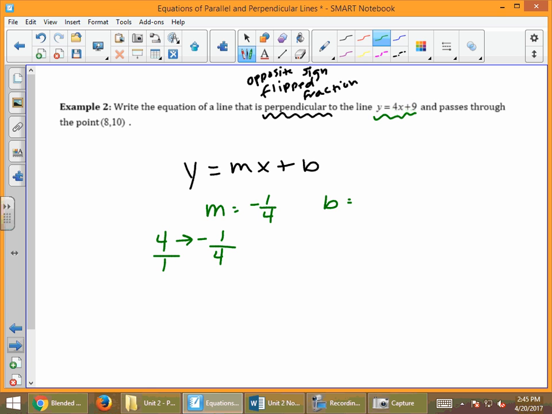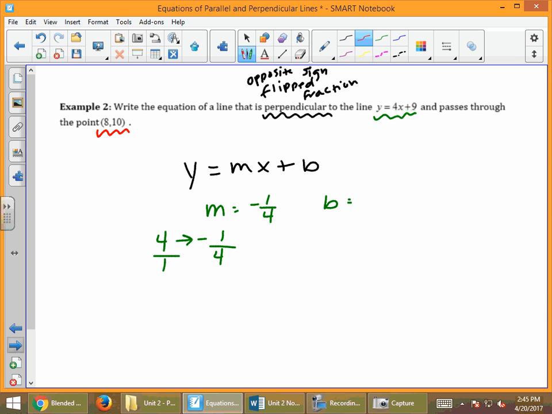So parallel, you see the word parallel, you just take whatever the slope is of the given line, and that's the slope of your new line. When you see perpendicular, you have to take the slope of your given line, flip it, and change the sign. Again, we aren't given our b, so we have to use the point they gave us.